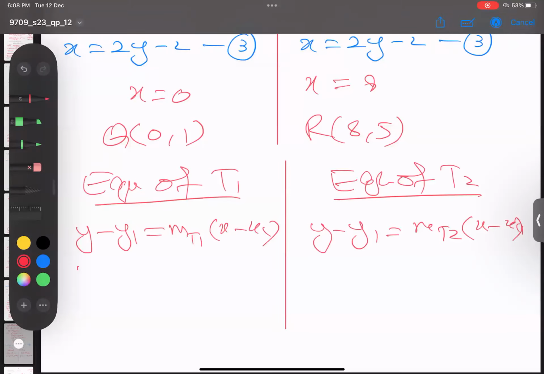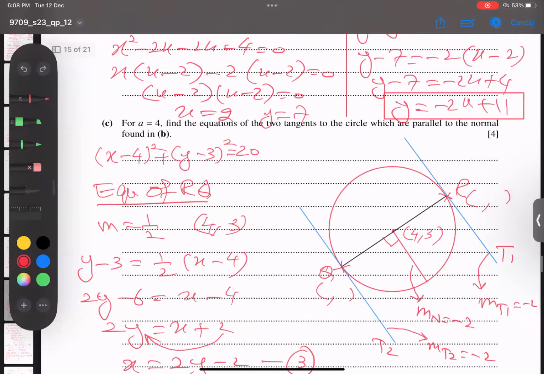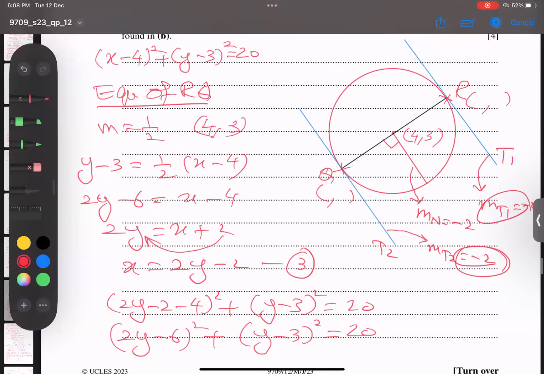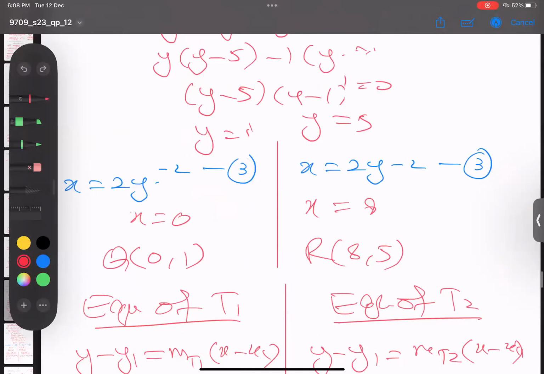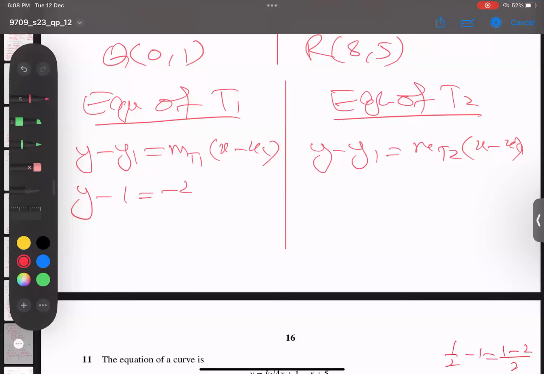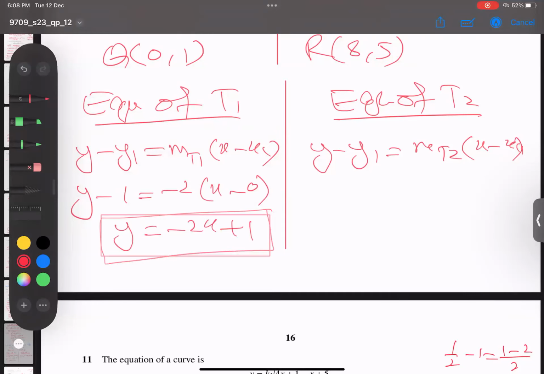So let's apply. y1 is 1, and this gradient is minus 2. Look, I show once again: what is the gradient, students? Minus 2. Both minus 2, so that is why I'm keeping it minus 2 here. So this is minus 2 and x minus 0, and y equals minus 2x plus 1. This is my answer number 1.